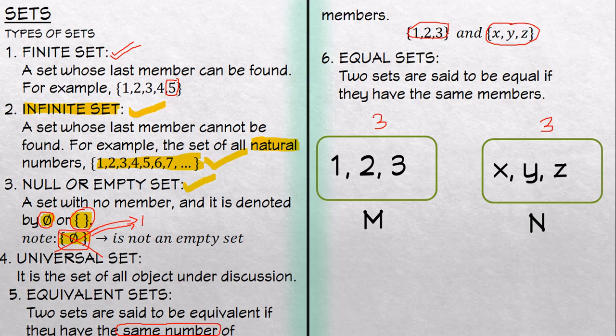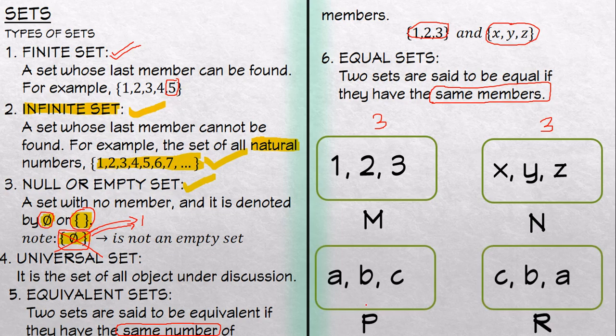Then we also have the equal sets. Two sets are said to be equal if they have the same members. So all the members in a set are the same. An example of that would be these two sets over here, the set P and the set R. You realize that in the set P we have A, then we have B, and we have C. In the set R we have C, we have B, and we have A.